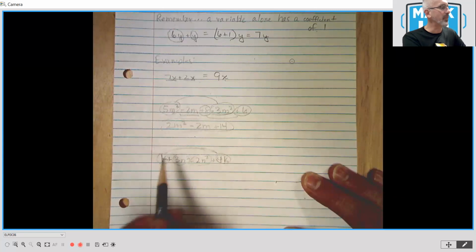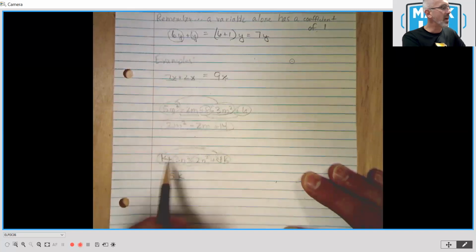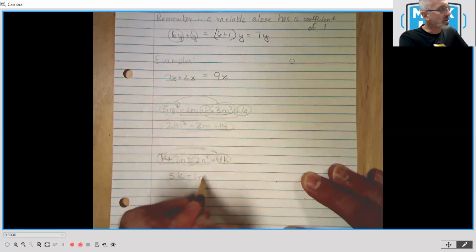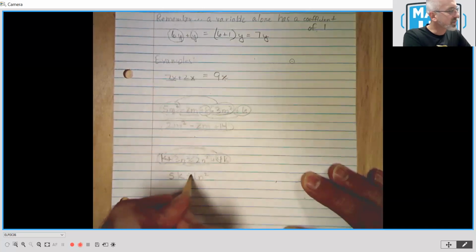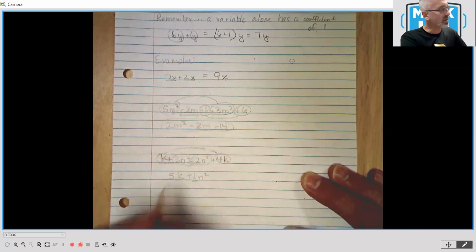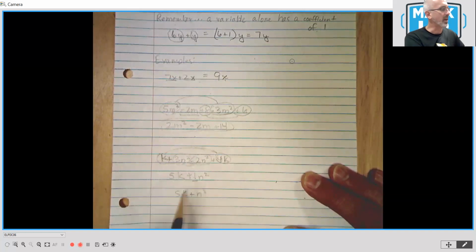So let's start combining. The k and the 4k: remember, when the variable is by itself, we assume that there is a number 1 right there. It is just understood. 1k plus 4k is 5k. And then we have a 3n squared minus a 2n squared. 3 minus 2 is 1. Oops, actually that's a plus 1. 3 minus 2 is 1, and we don't really need that. Remember, it's assumed that it's a 1. So we can write this super simplified as 5k plus n squared.